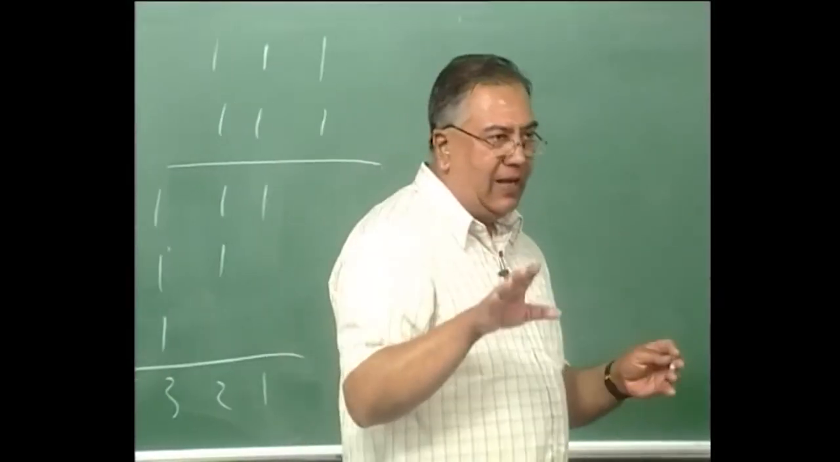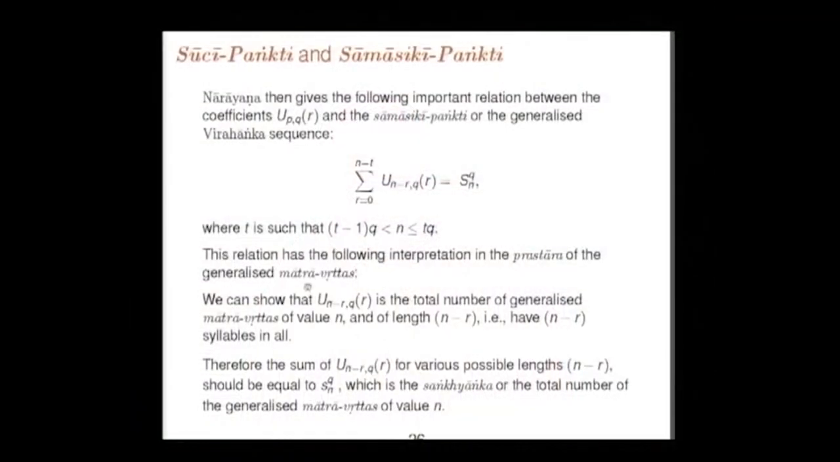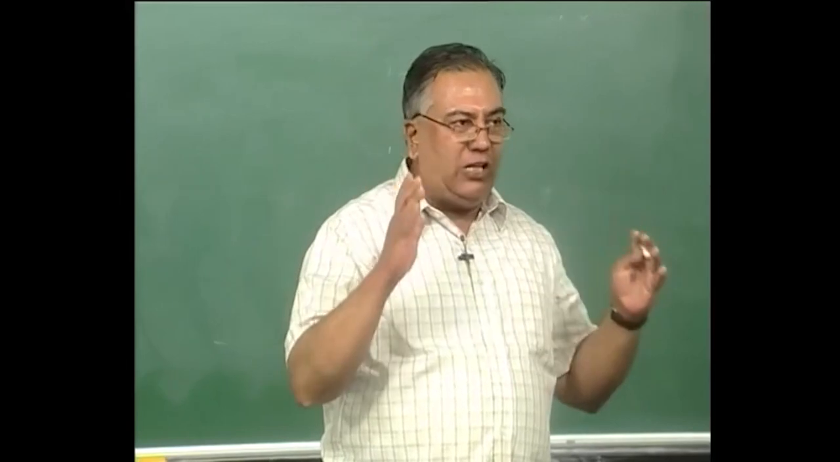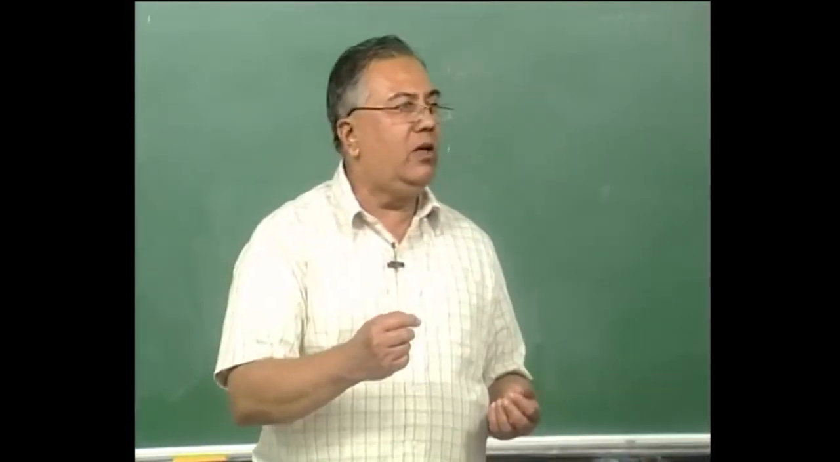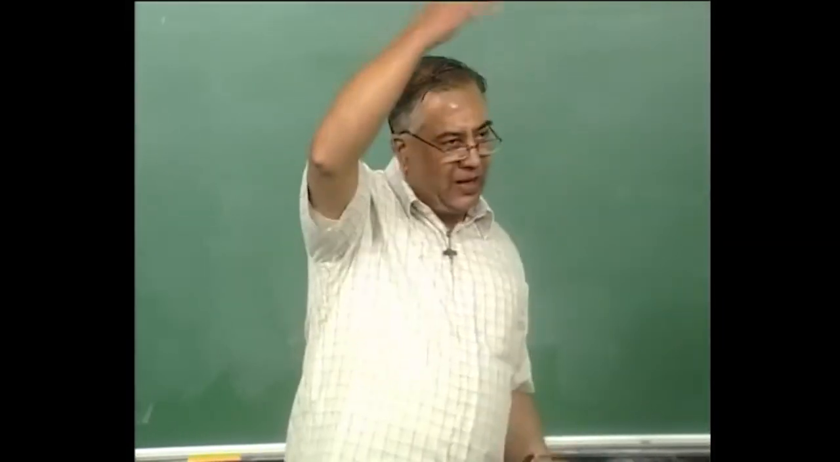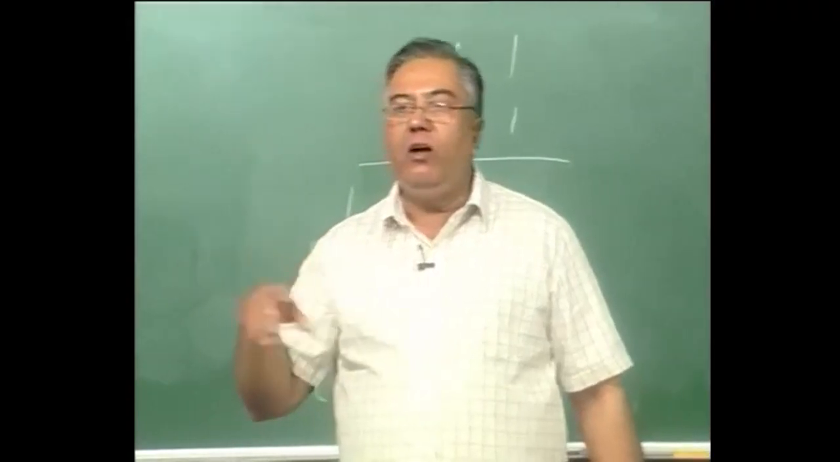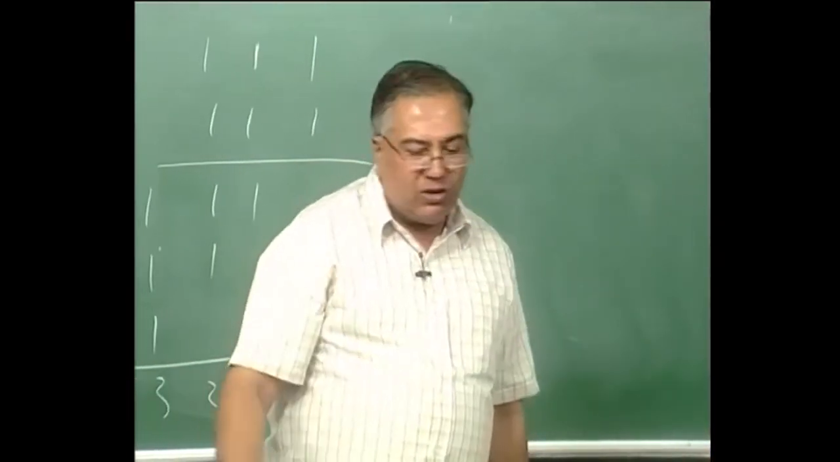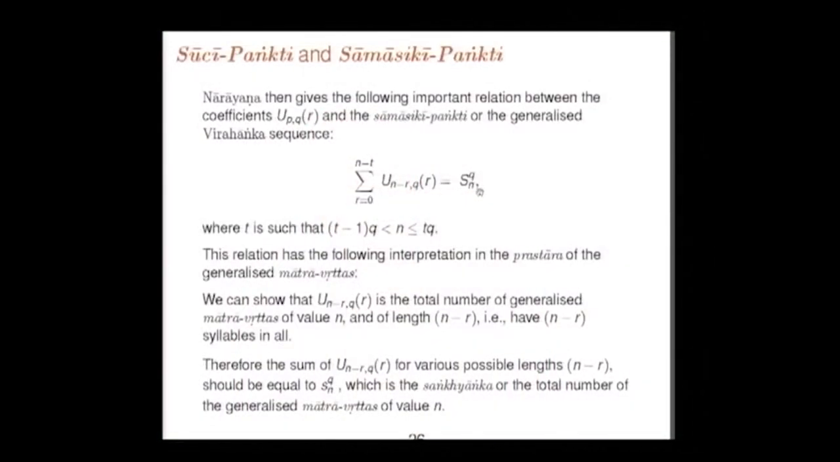I mean, he is thinking, putting everything in the general framework also, and it is fairly abstract and complex, but it is very interesting. Now what is its interpretation for matra vritta? S_n(Q), as we saw, is the sankhya, that is the number of rows in the prastara of matra vrittas which are of value n, where the syllabic elements that you can choose have values from 1 to Q, or in ordinary language, it is the number of rows when you list all the ordered partitions of number n in terms of 1 to Q, the repetitions are also allowed. So that is your S_n(Q), the generalized Virahanka sequence or the generalized Fibonacci sequence.